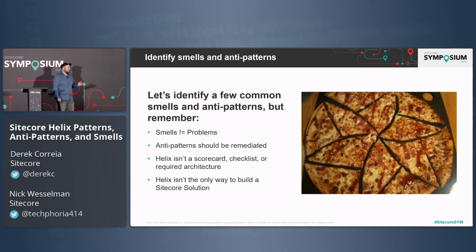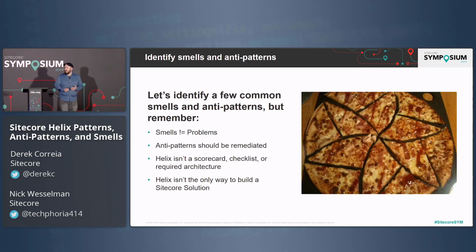So we're going to identify a couple of common patterns and smells and anti-patterns, like this oddly shaped pie here. But again, as we go through these, remember that smells are not necessarily problems. There's something to investigate, think through, talk through. Anti-patterns, on the other hand, should be remediated whenever you encounter them. It's not something you want to carry forward and get to a point where you're not supportable, not easily testable, not easily maintainable. As Nick said earlier, Helix is not a scorecard. It's not a checklist. It's not a requirement. It's just a set of guidelines to help you out.